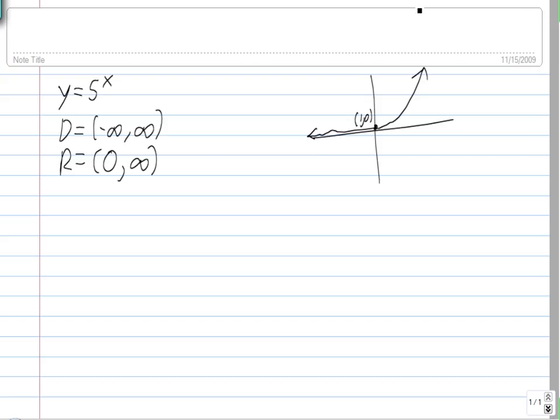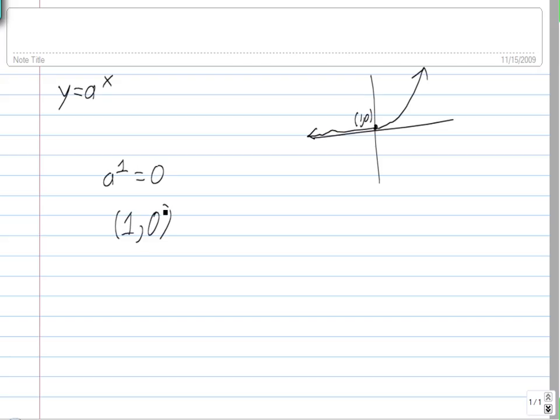Now on number 2, you're asked what is one ordered pair on the graph of y equals a to the x. Since you'll see that this function, no matter what you put into a, it will always intersect this point (1, 0), because any number raised to the first power is 0. So the one ordered pair that's always on this graph is (1, 0).